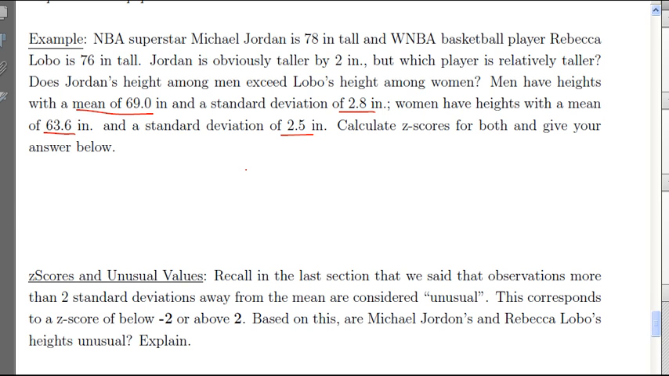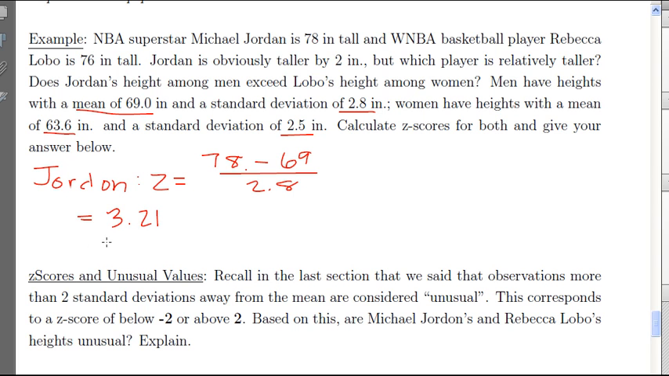We'll go ahead and do Jordan first. His observed height is 78, and we subtract the mean for men, which is 69, and divide by the standard deviation for men, 2.8. So his z-score is 3.21, and his height is 3.21 standard deviations above the mean for males.